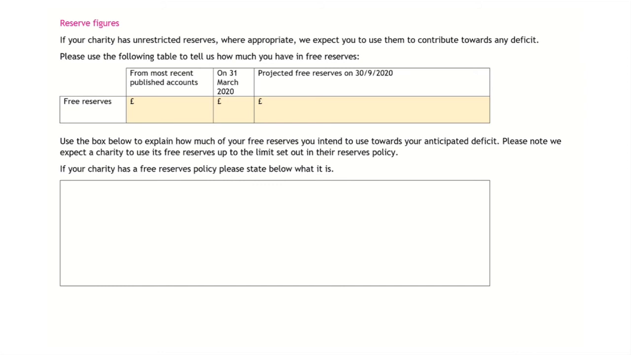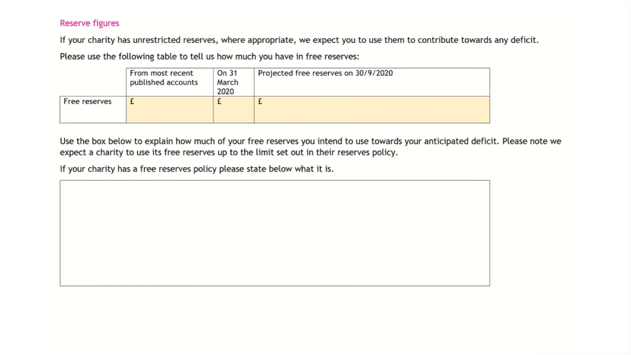In the reserves figures table, we ask you to detail your free reserves as of 31st of March 2020, and what you expect them to be on the 30th of September 2020. We expect that if charities have free reserves in excess of their stated reserve policy figure, they will use the excess to cover the anticipated deficit. This should be reflected in a decrease in your reserve figure in the column projected free reserves 30th of September 2020 from the figure in the column on the 31st of March 2020.